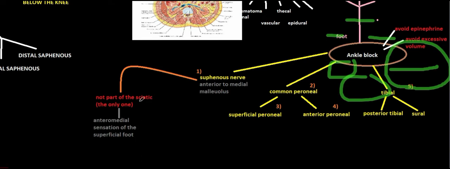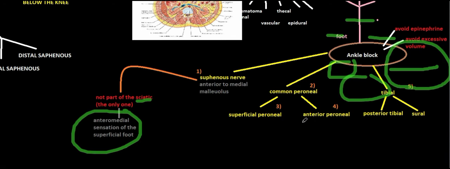The ankle block is an excellent block for the foot. The advantages of ankle block are that it is fast, with low cost and low need for technology. You have to avoid two things in ankle block. You have to avoid epinephrine and excessive volume, because you're dealing with a contained small area, and excessive volume and epinephrine can lead to limb ischemia.